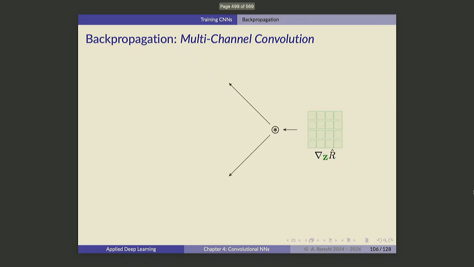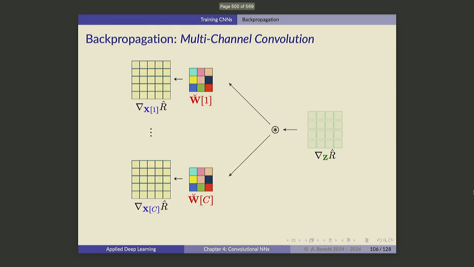Okay, now let's get to the last part. The last part is that if you really want to do multi-channel, okay, this is basically just the visualization of what I explained. So you have your gradient with respect to output. You're going to convolve it with the reverse form of the first channel. You're going to get your gradient with respect to the first channel of the input, and so on till the last channel, right?